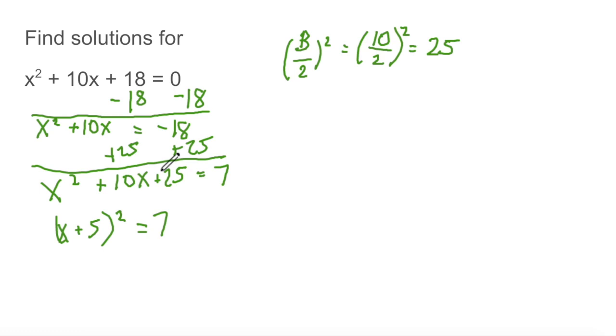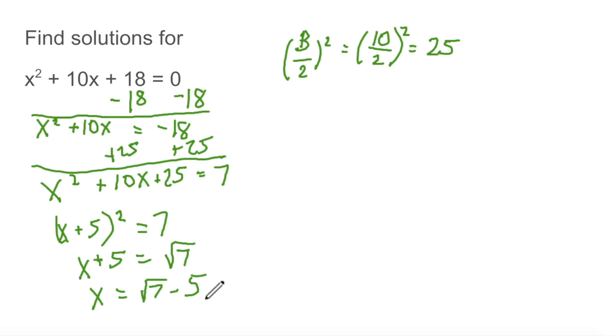How did we get that? Well, we just took the square root of this 25, which is half of this b term, or the square root of the c term. So x plus 5 quantity squared equals 7. Now we can simply take the square root of both sides. X plus 5 equals square root of 7. And then we need to subtract 5 from both sides. So x equals root 7 minus 5.